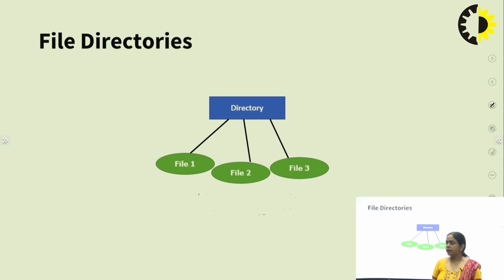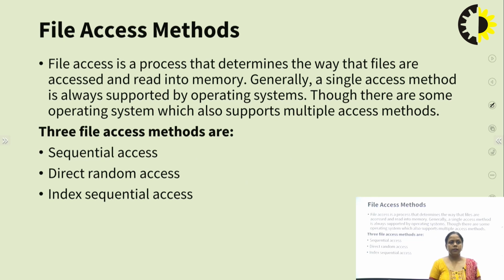You can see this is a diagram for the directory. You can see here this is one directory and we have multiple files in the directory. Okay. Now next is file access methods. What is the meaning of file access method?